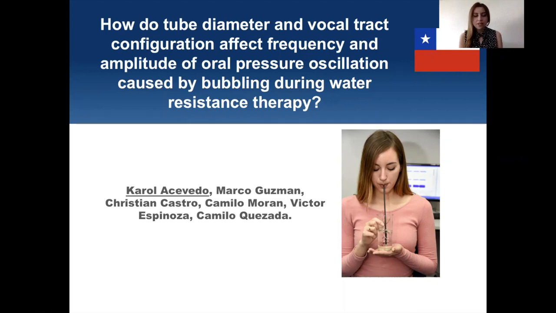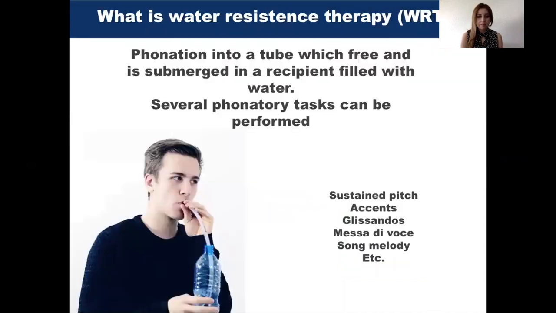The title of this presentation is: How do tube diameter and vocal tract configuration affect frequency and amplitude of oral pressure oscillation caused by bubbling during water-resistance therapy? What is water-resistance therapy? It is a voice exercise which includes phonation into a tube whose free end is submerged in a recipient filled with water.